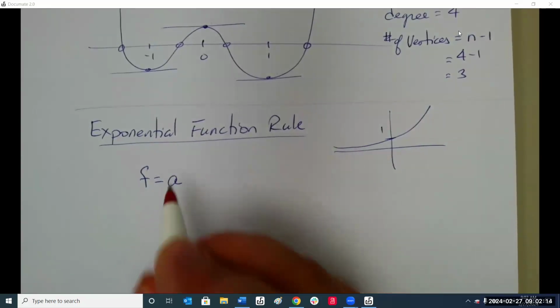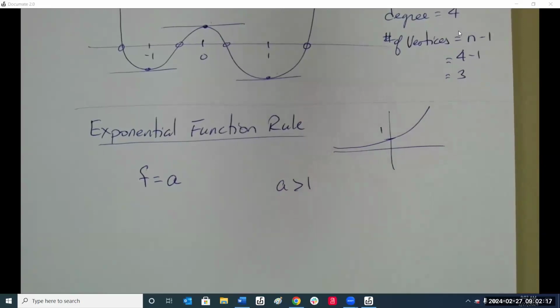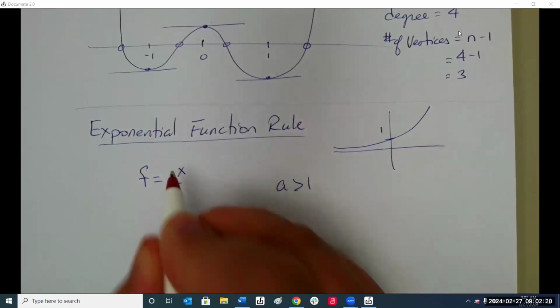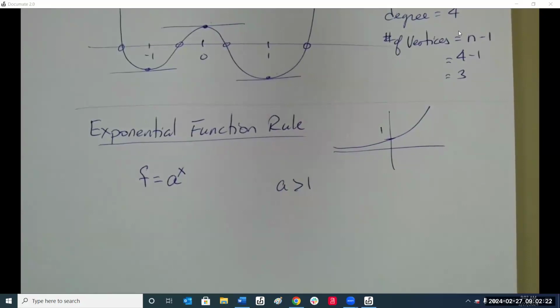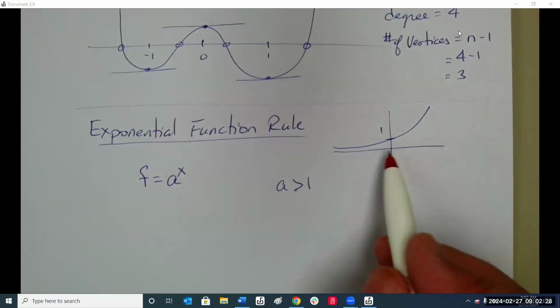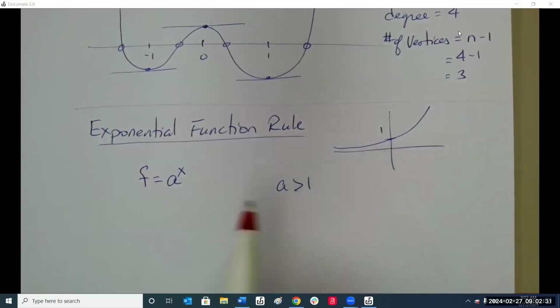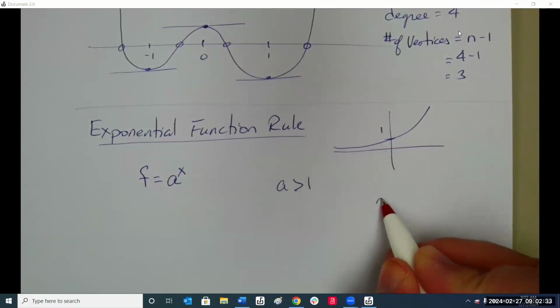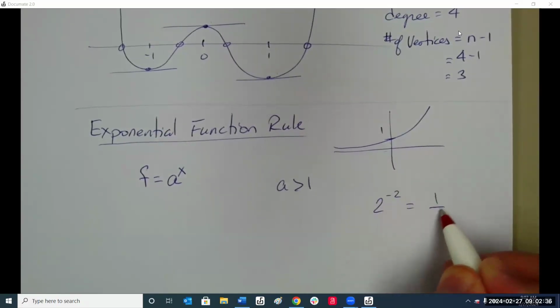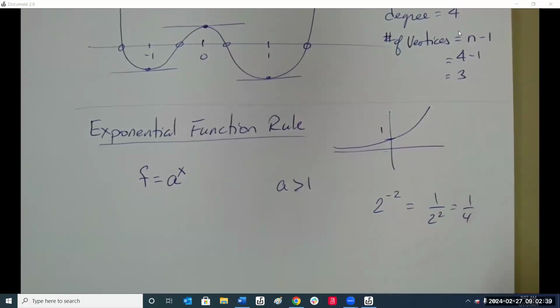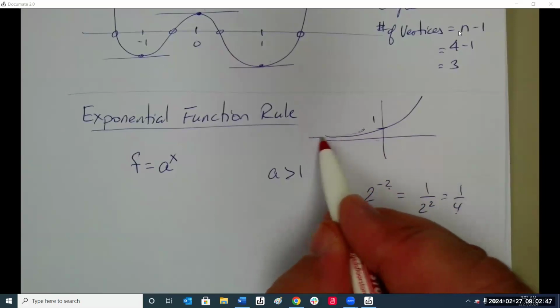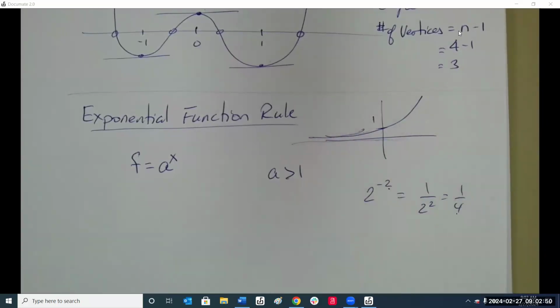Right. Any number, as long as a is greater than 1, to a power. And that's where the variable is. This time, x is the variable. When x is negative, the numbers get really small. Why? Because if we had 2 to the power of -2, that's 1 over 2 squared, which is 1/4. So the bigger the negative number becomes, the smaller the actual number becomes. So it gets closer, closer, closer to the asymptote 0, horizontal asymptote.